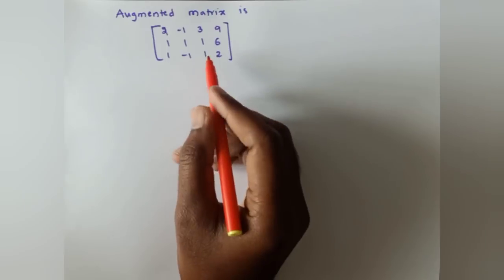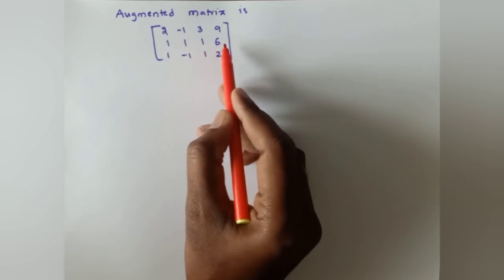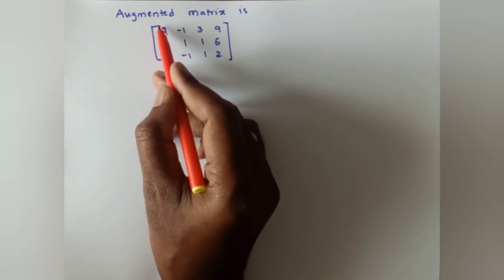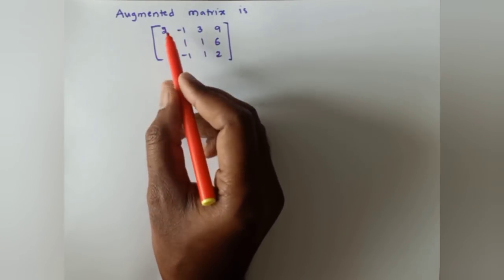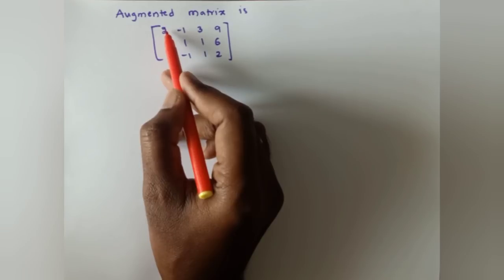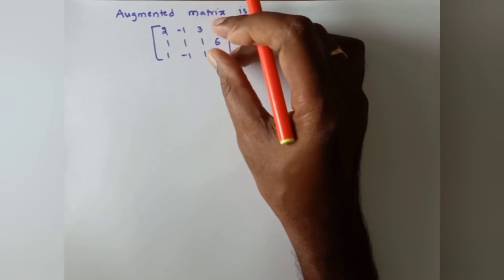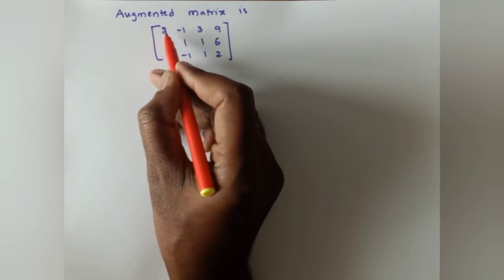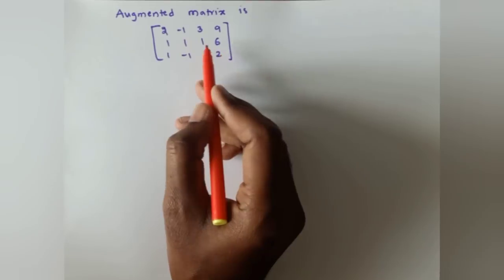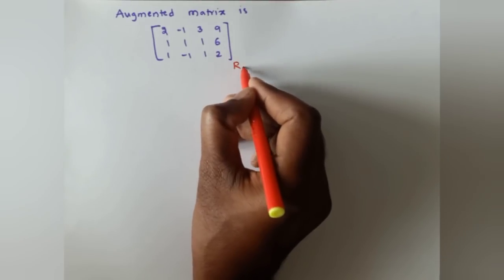Now you need to convert this matrix into 1 0 0 alpha, 0 1 0 beta and 0 0 1 gamma. So first our target is to make the first element 1. We can make this element 1 by applying the row operation R1 minus R2, or you can interchange the two rows, so we get 1 here. Or you can use R1 minus R2, so that it is 2 minus 1, minus 1 minus 1. Here I am applying interchanging.